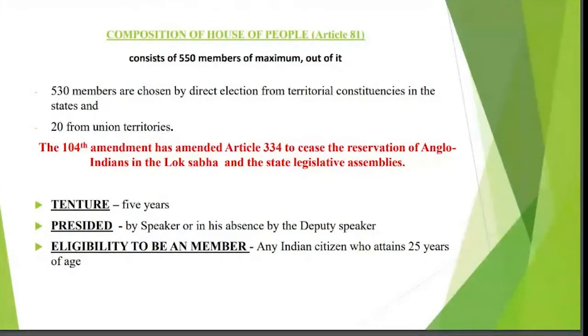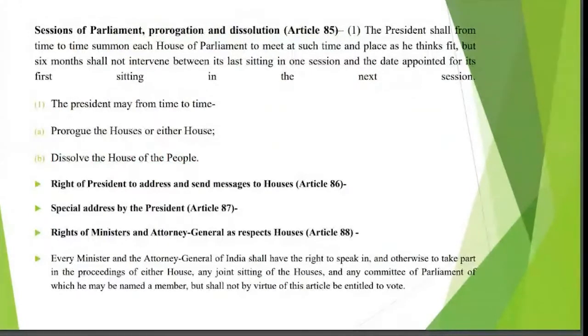Then coming to Article 85, which deals with sessions of Parliament, prorogation and dissolution. The President shall from time to time summon each House of Parliament to meet, but 6 months shall not intervene between its last sitting in one session and the date appointed for its first sitting in the next session.